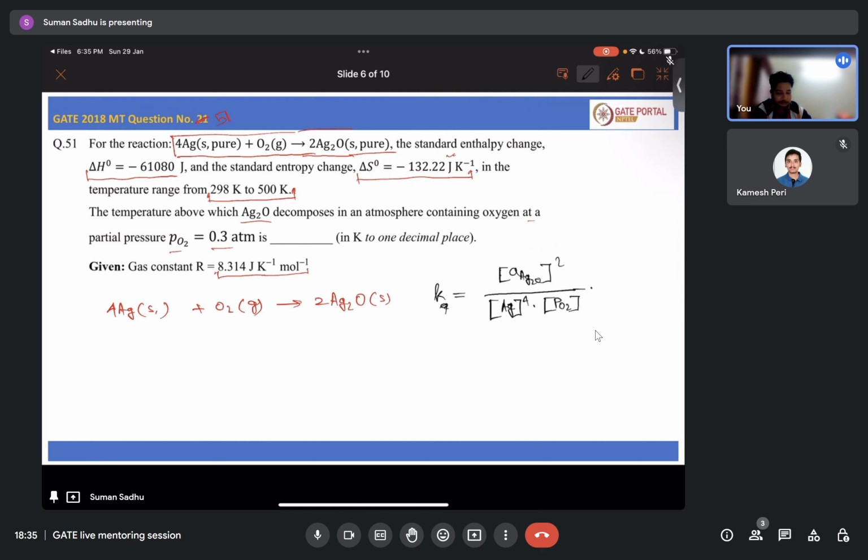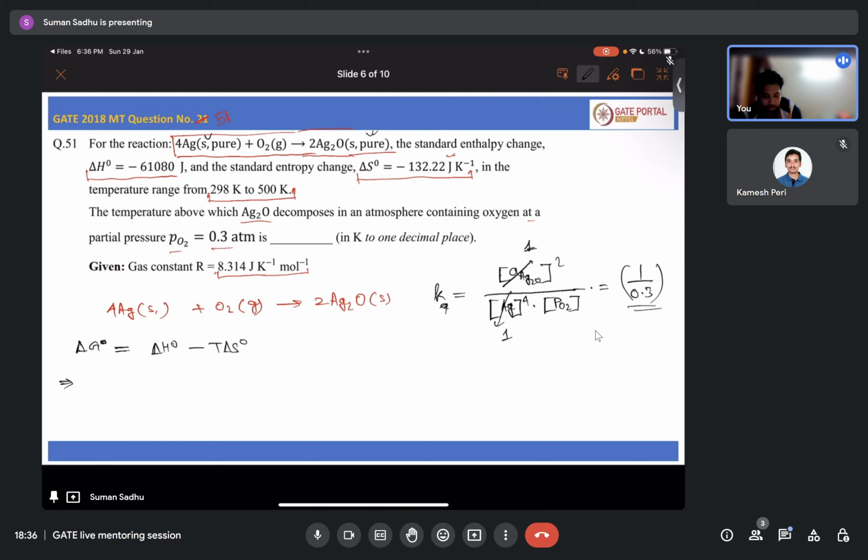Okay, so now as both of these are in the pure form, the activity of Ag2O will be 1 and the activity of Ag will also be 1. So it will be 1 by 0.3. Okay, so now we have got the K equilibrium. Now what will be the delta G naught for this reaction? Delta G naught will be delta H naught minus T delta S naught, right?